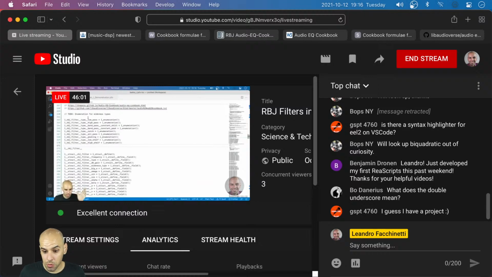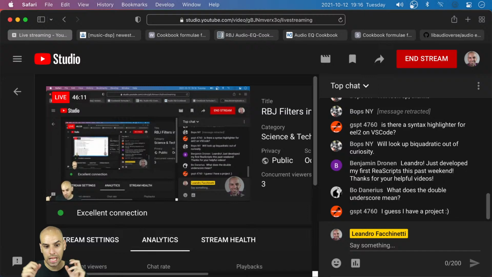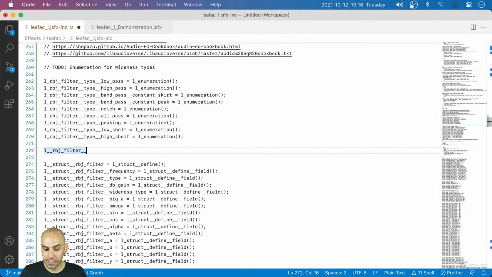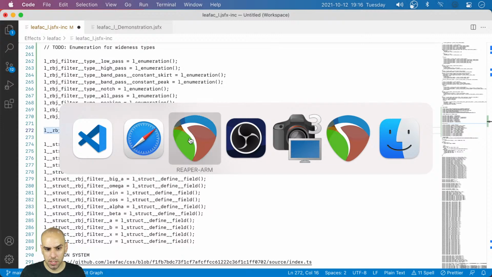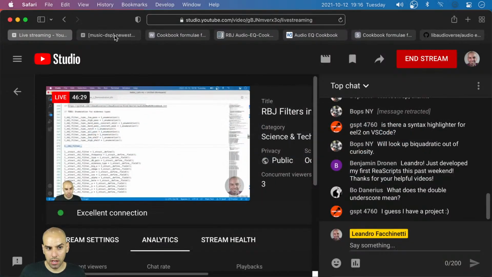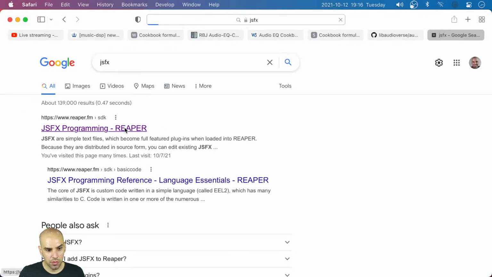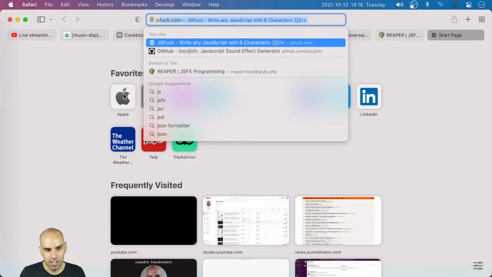Yeah, so maybe you do have a project, GSPT4760. Yeah, it could be fun to write a syntax highlighter for EL2. It could be even more fun to try to write an auto formatter so that I don't have to care about indentation and whatnot. And you can also do IntelliSense or auto-completion. It should be relatively straightforward because you can, first of all, just autocomplete by going to the JSFX webpage.